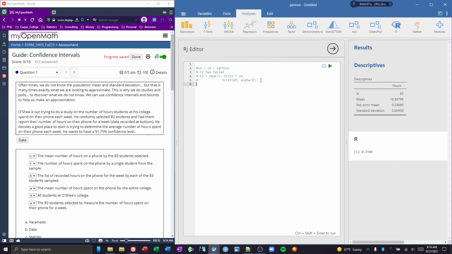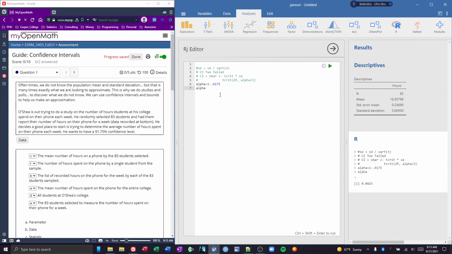So we can say alpha equals 1 minus 0.9175, and I can type out alpha. And if I highlight this and run it, it will give me that my alpha is 0.0825. I'm going to need that in just a second. Oh, the other thing that we can do to help us out is if we click on this little gear box, we can say that it'll show the code as well, and it kind of helps us keep track of what's going on.